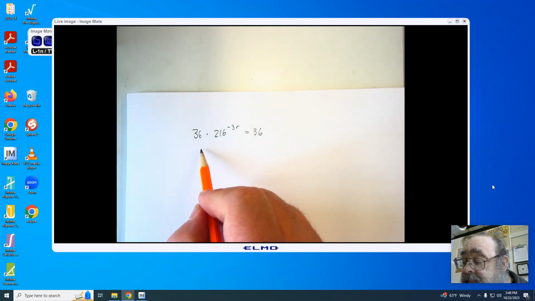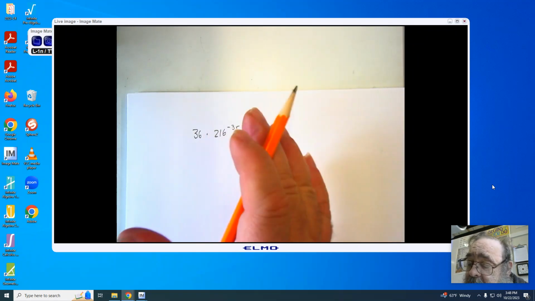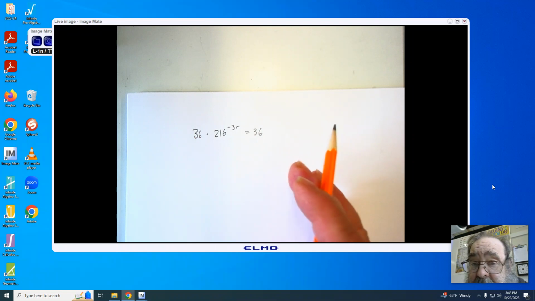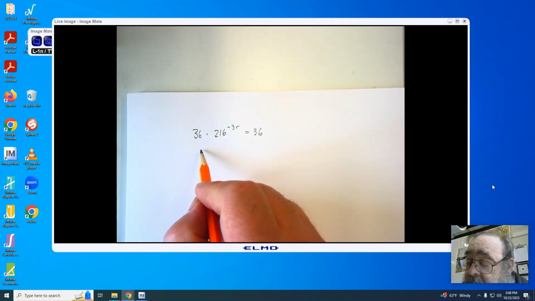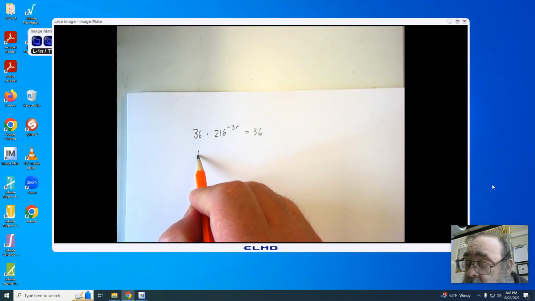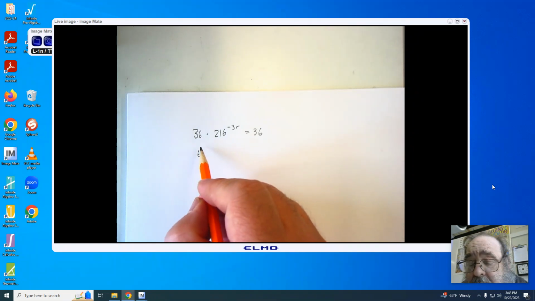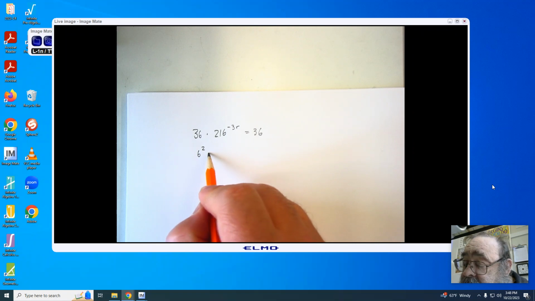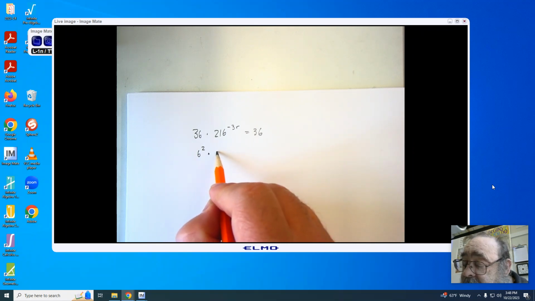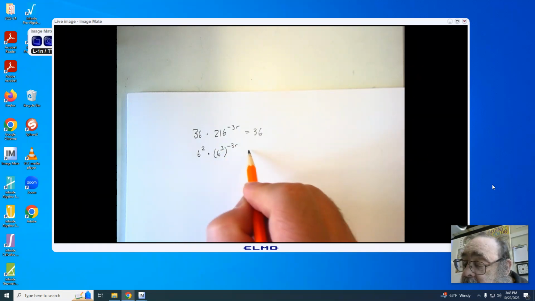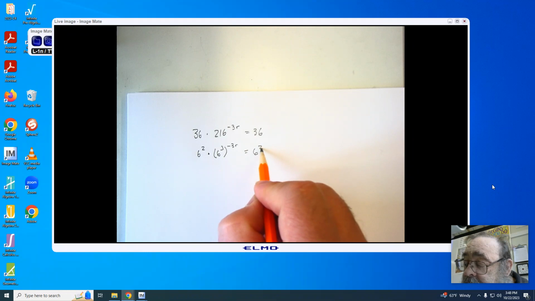Now, my first step, now please be aware I could always divide both sides by 36 and clean this up, but I'm not. I'm going to work with my powers of 6 so that I have everything in prime factorization, and then I'm going to work with that. 216 is 6 to the third power, 36 is 6 squared.